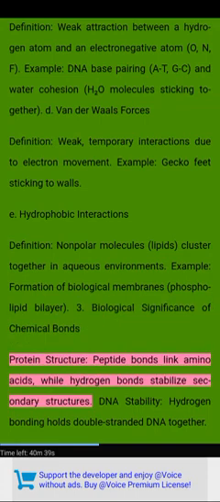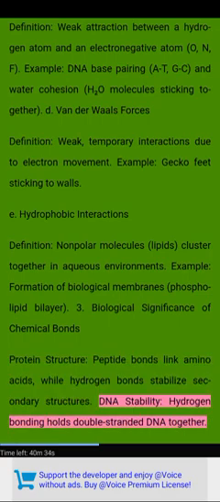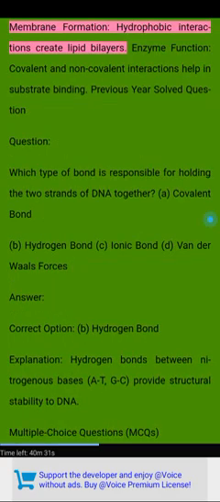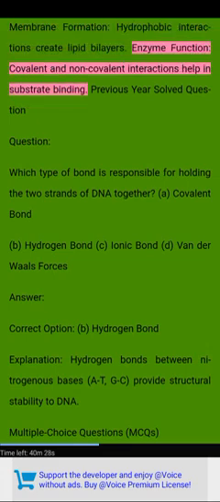Protein structure: peptide bonds link amino acids, while hydrogen bonds stabilize secondary structures. DNA stability: hydrogen bonding holds double-stranded DNA together. Membrane formation: hydrophobic interactions create lipid bilayers. Enzyme function: covalent and non-covalent interactions help in substrate binding.